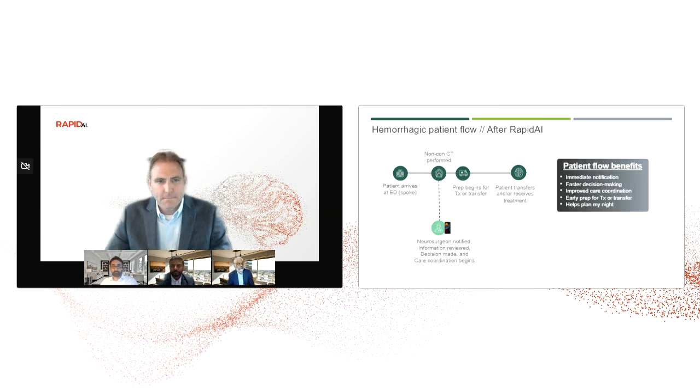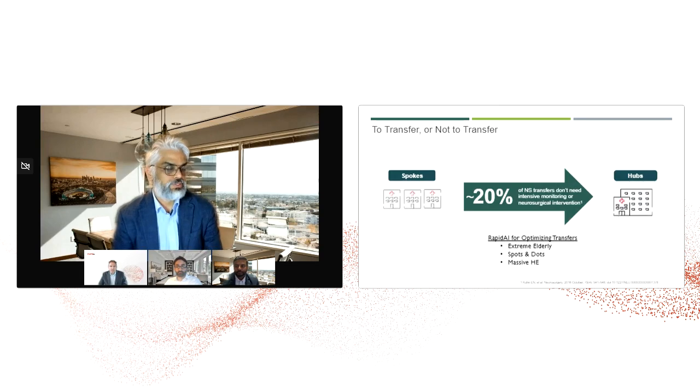So as Dr. Nair also mentioned, in a complex large network, the issue becomes how to do the transfers which are appropriate.